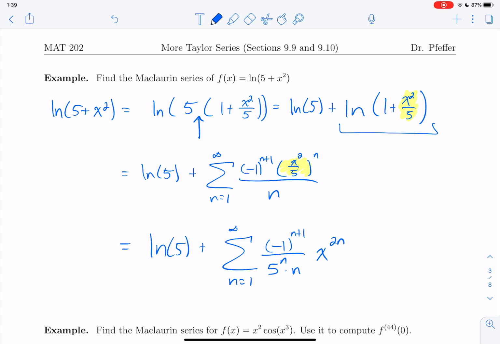When we did an example like this previously, I mentioned that there's multiple ways to tackle this problem. For example, you could have chosen to integrate something involving 1 over 5 plus x squared, and then integrate the associated series there. There are a litany of ways to proceed with this problem, and you're simply encouraged to do whatever method makes the most sense to you.